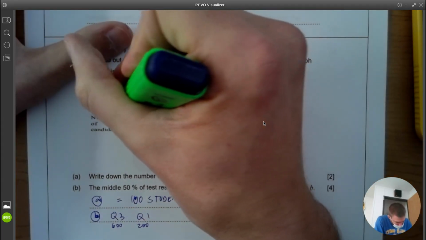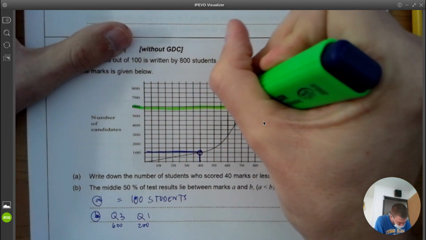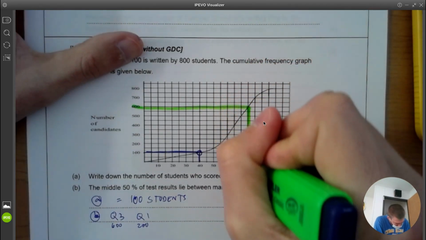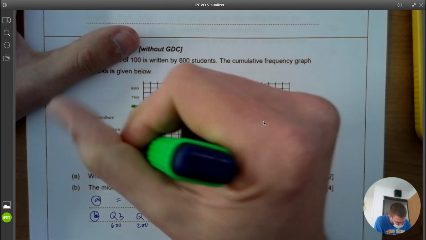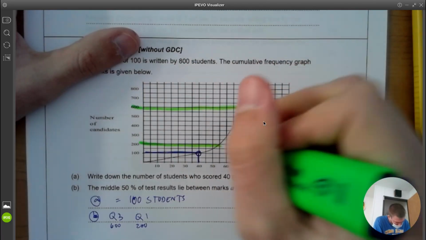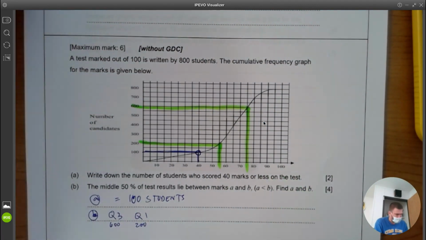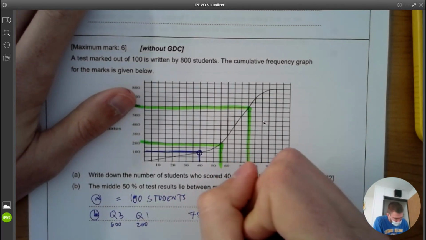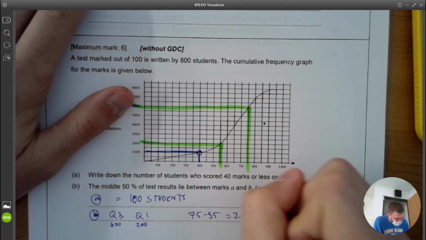I'm going to look at this 600. I got 75, 200. I got 55. Easy. 75 minus 55 equals 20.